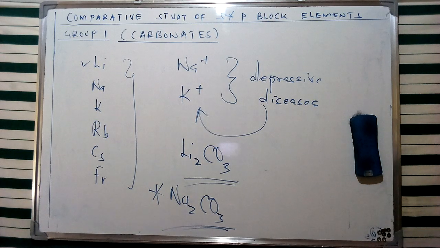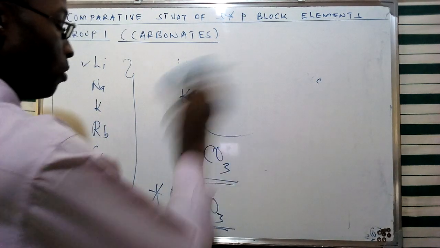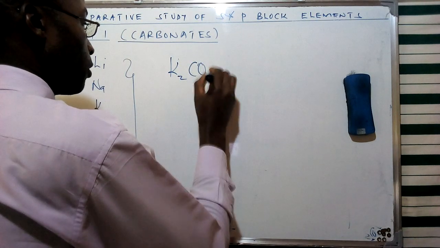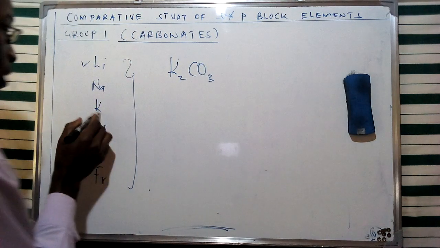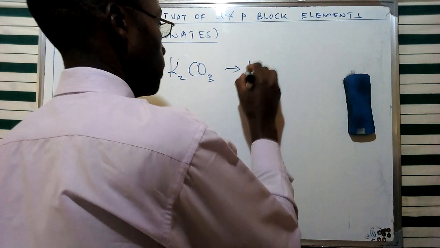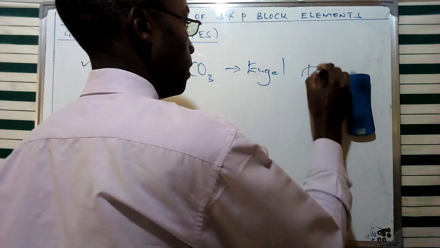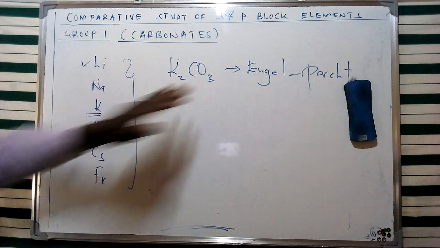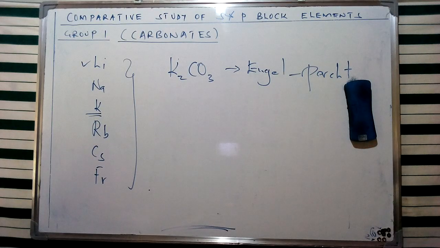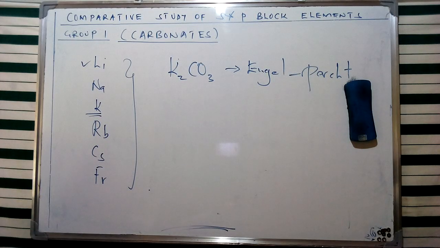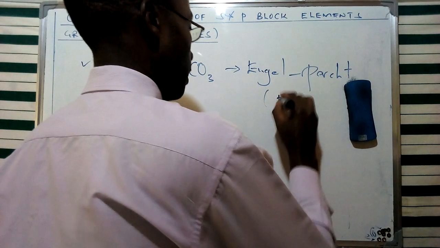Now in this case we are going also to see that the compound potassium carbonate is also going to be one of the essential carbonates of the group 1 elements, and that's going to be also obtained through a different process that we're going to refer to as the Engel-Page process, if my pronunciation is correct. So this is going to be the Engel-Page process, which is going to be used in trying to obtain this specific compound.